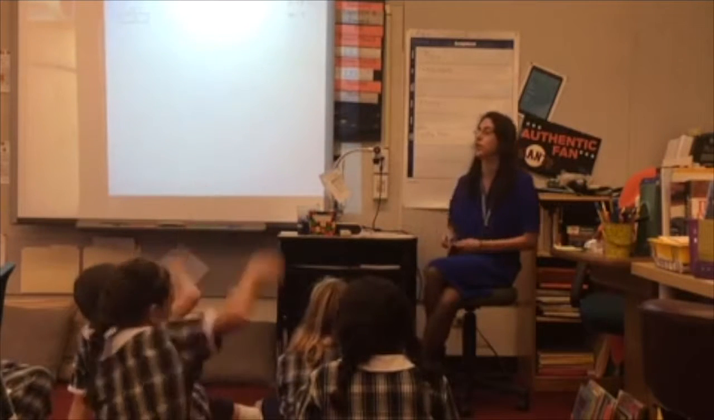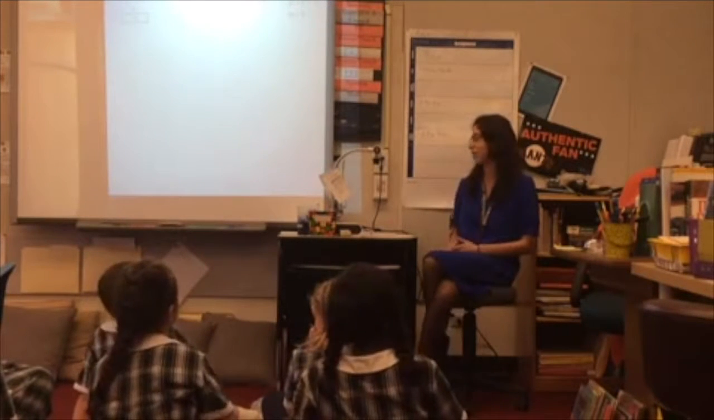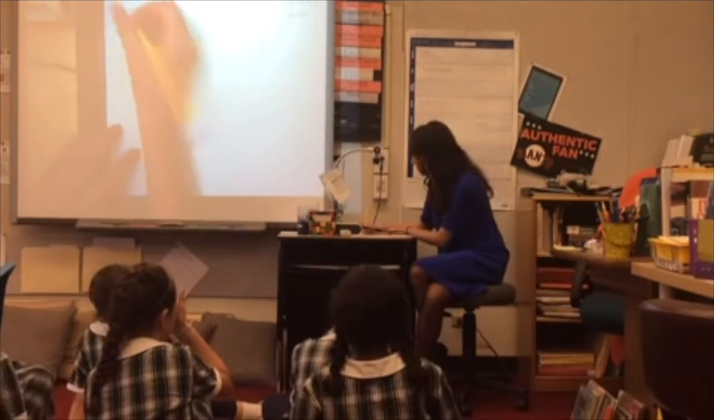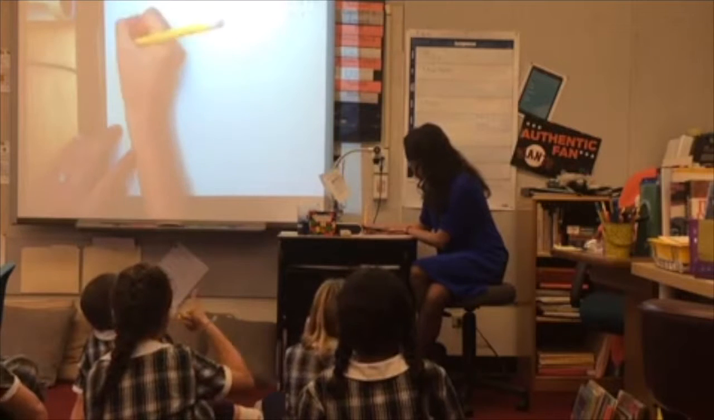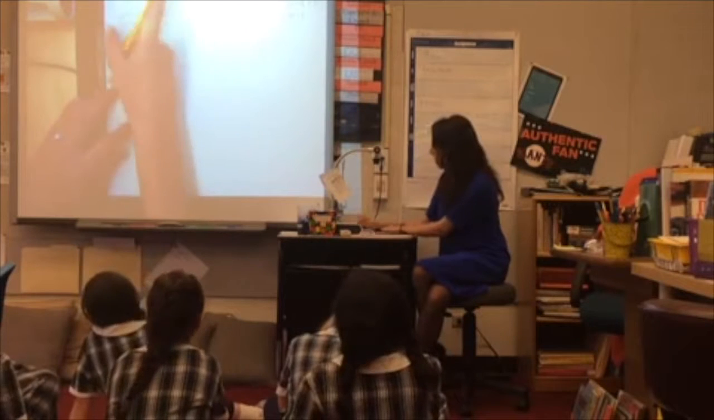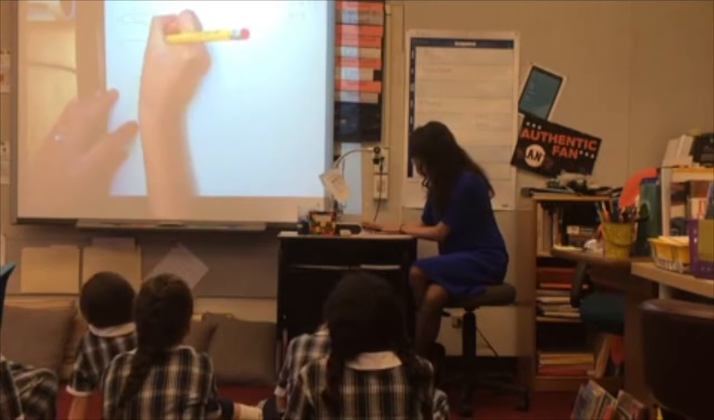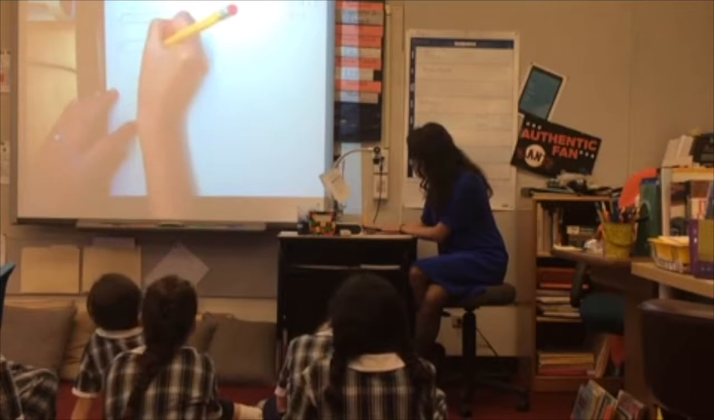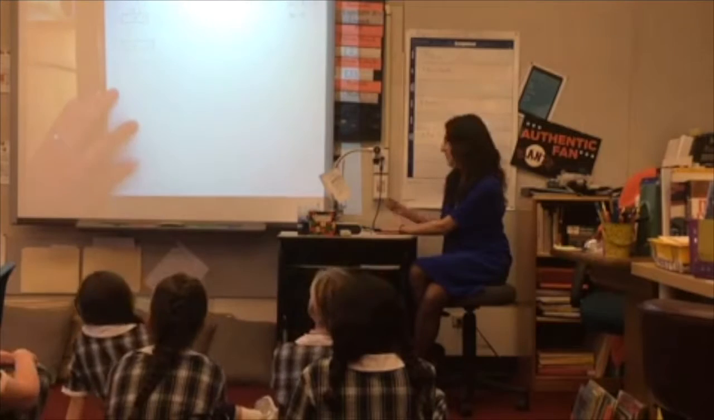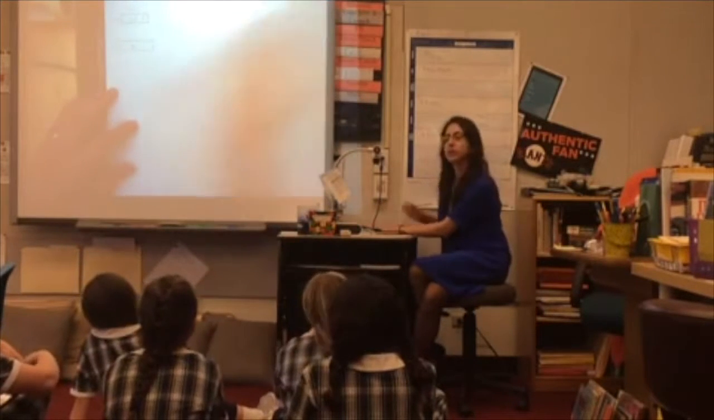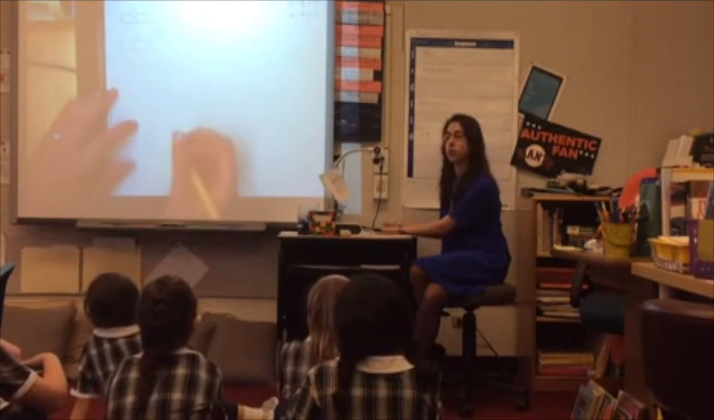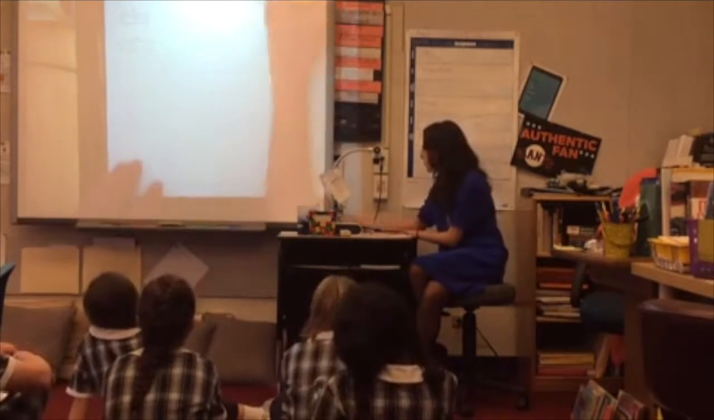Now I want you to calculate 30 divided by 3. Just put your thumb up when you have that. What do you have, Alex? 10. Does anyone have a different answer? And how did you think of this, Alex? Well, I know that 10 times 3. So you are again thinking of it as a multiplication problem.